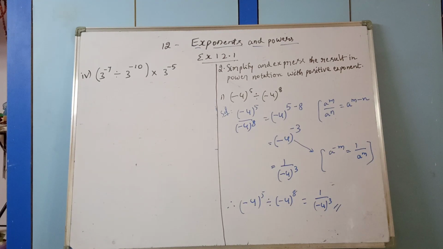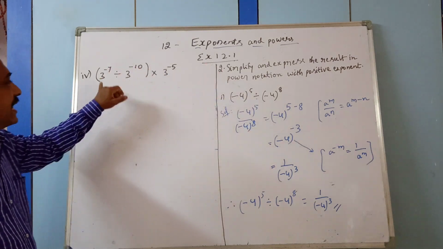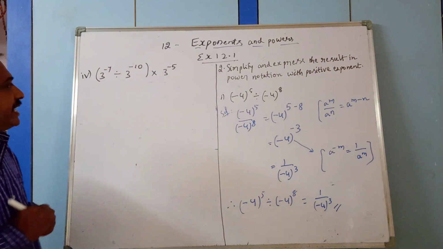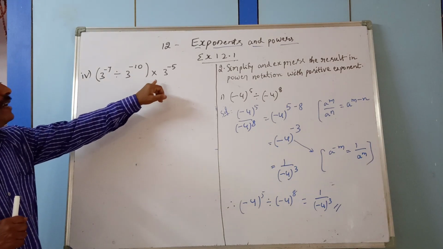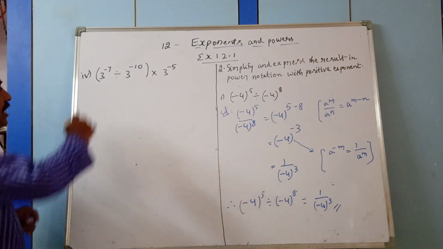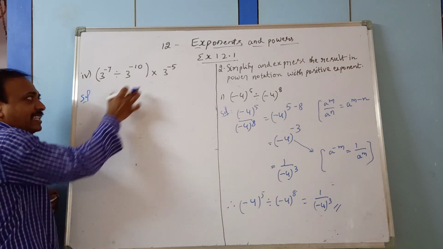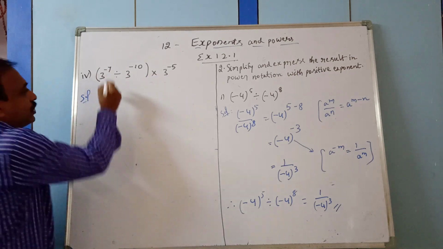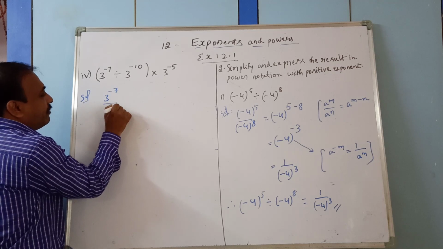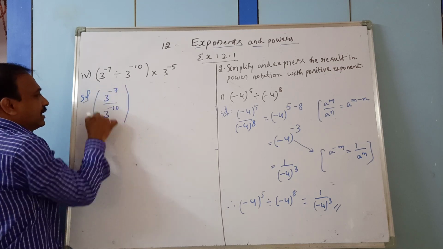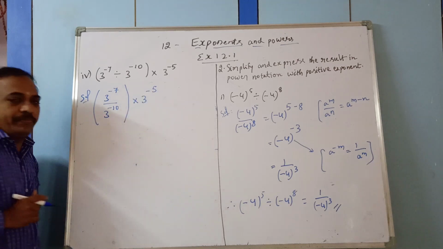Now you see one more question in that fourth bit. In the second question only, in this fourth bit we are solving now: (3 to the power minus 7 divided by 3 to the power minus 10) into 3 power minus 5. Observe it. First you have to simplify inside the bracket, then go for the next step. So 3 to the power minus 7 by 3 to the power minus 10, divided by this, into 3 to the power minus 5. This is the step.